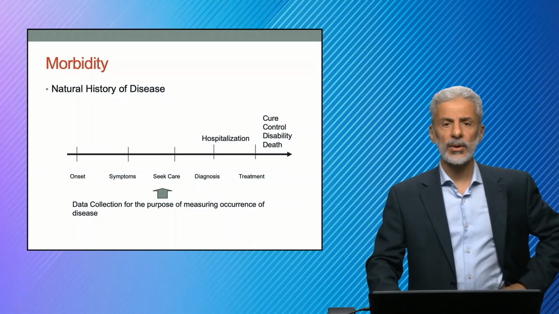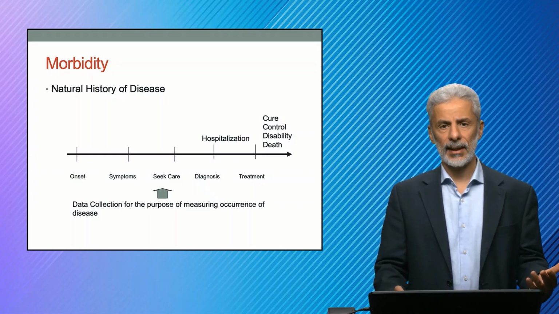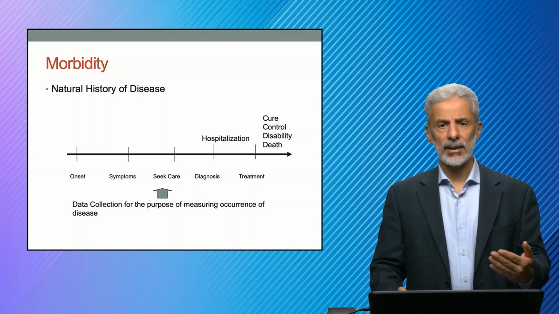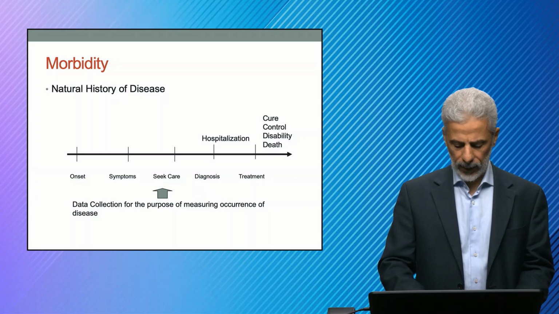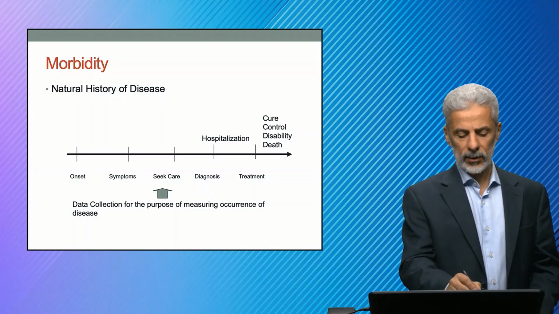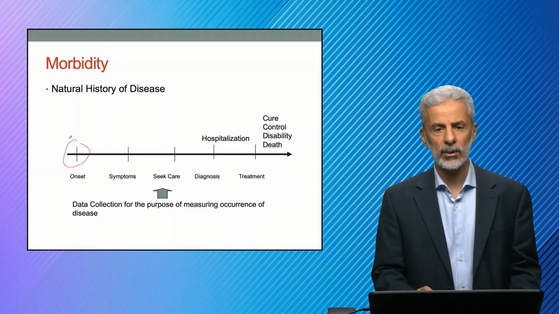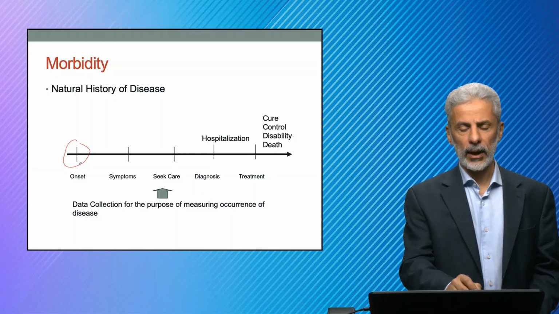So the natural history of disease is what really dictates how we identify the disease and the incidence and the prevalence. It's all related to this onset. So if we look here, the onset of a disease starts right here. Let's say we're talking about the coronavirus. Somebody gets infected and they are at this stage. So that's where they start in the onset.